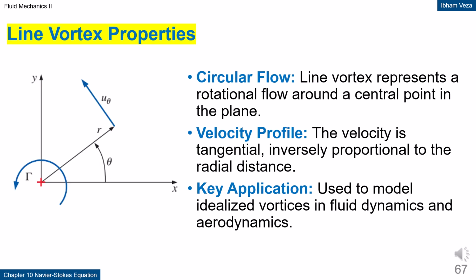Line vortex properties. A line vortex represents rotating flow around a central point. The flow velocity is tangential and inversely proportional to the radial distance from the center. This model is an idealization of a vortex without a viscous core. Although simple, this model is very useful in aerodynamics and potential flow theory. Many complex rotating flows can be understood as combinations of several ideal vortices.